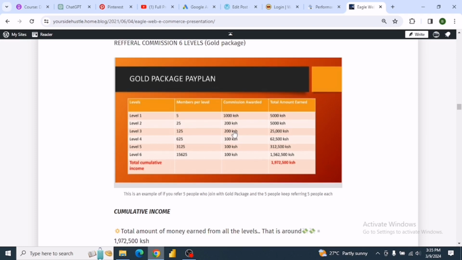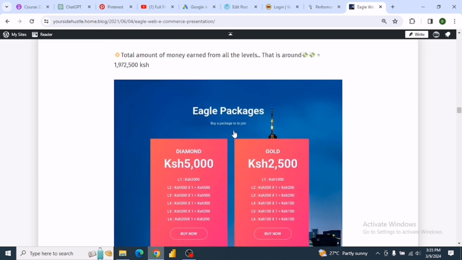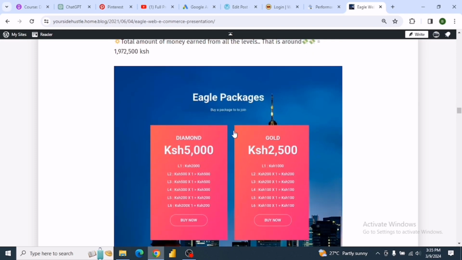So how do you get started with this business? For the diamond package, you pay 5,000 and this is a one-time payment. You don't need to renew your account. And for the gold package, you pay 2,500. And below is the compensation plan.